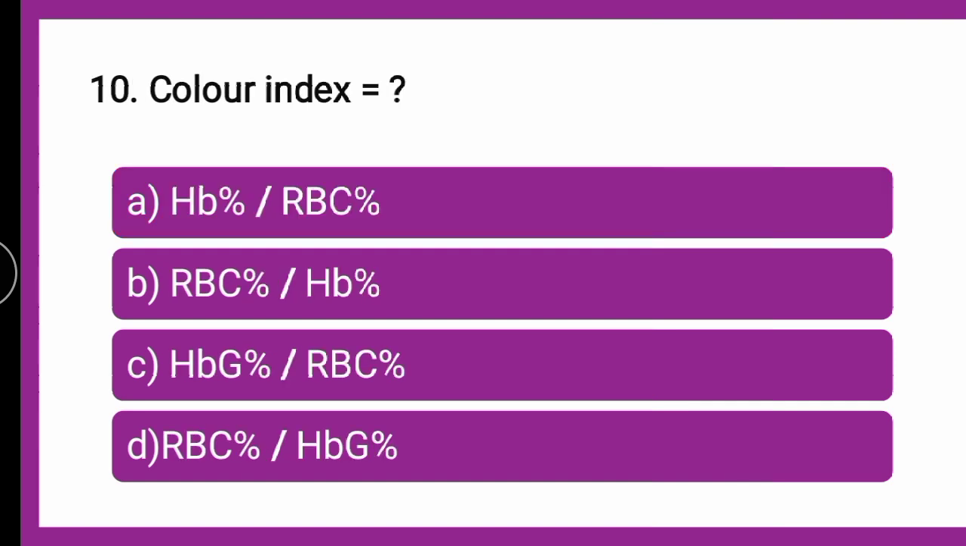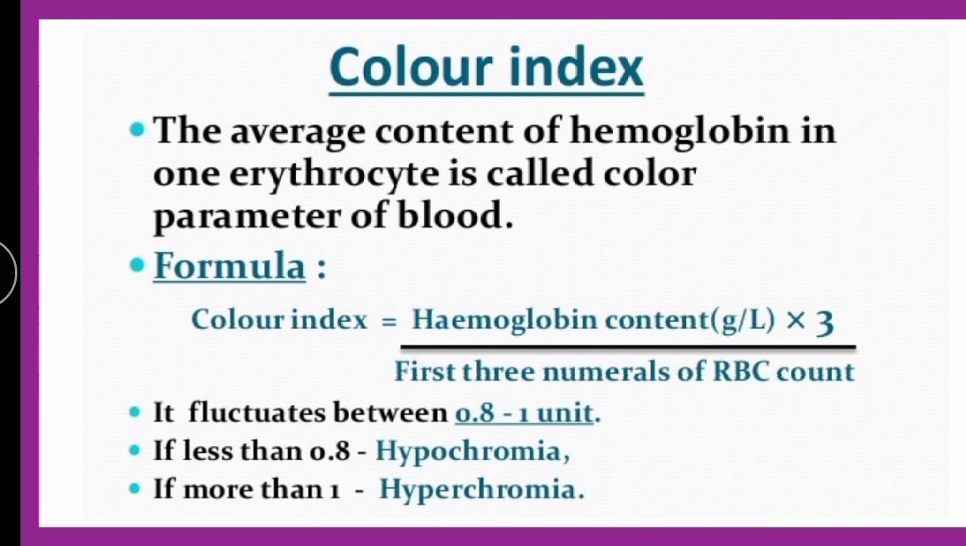Next question is, color index is what? Whether the color index is hemoglobin percentage divided by RBC percentage, RBC percentage divided by hemoglobin percentage, HBG percent divided by RBC percent, or RBC percent divided by HBG percent. Which amongst the given is correct about color index? Now, the color index is nothing but the content of hemoglobin, because of which the color is imparted to the blood. The content of hemoglobin in one erythrocyte is called the color parameter of the blood.